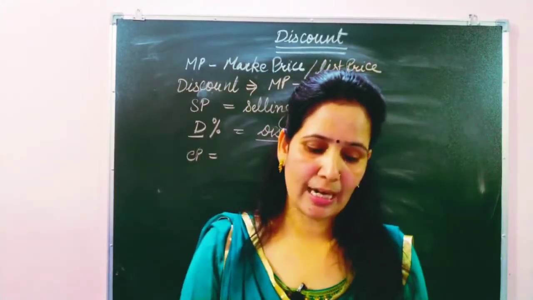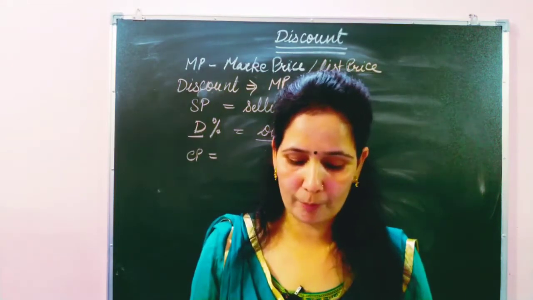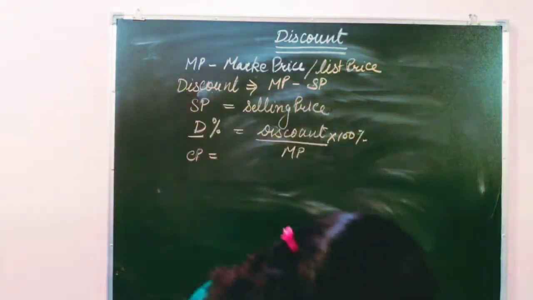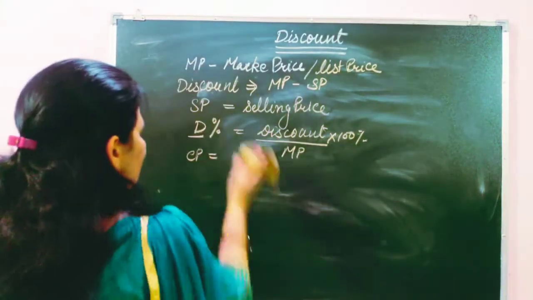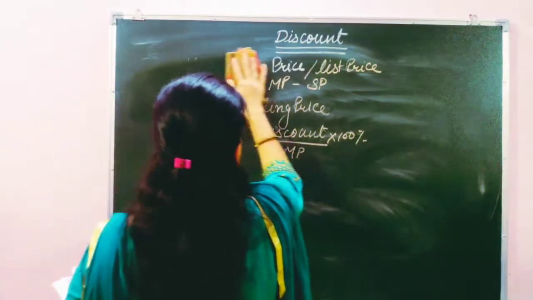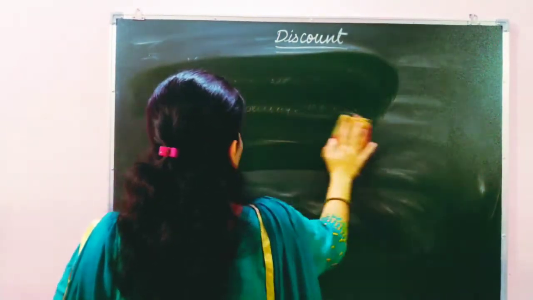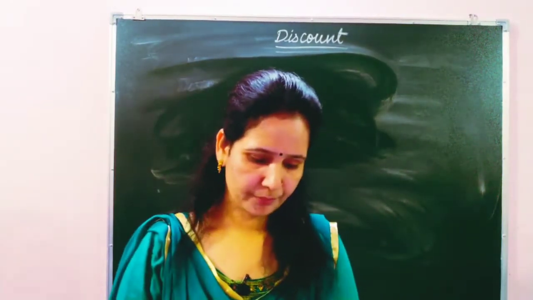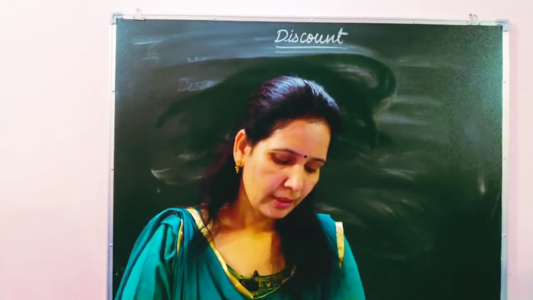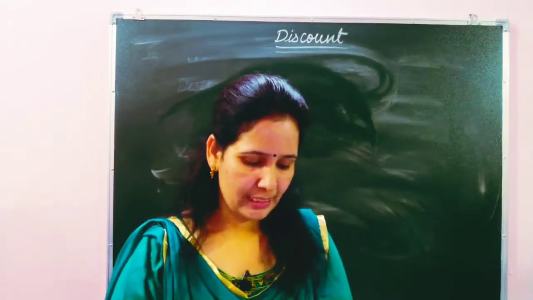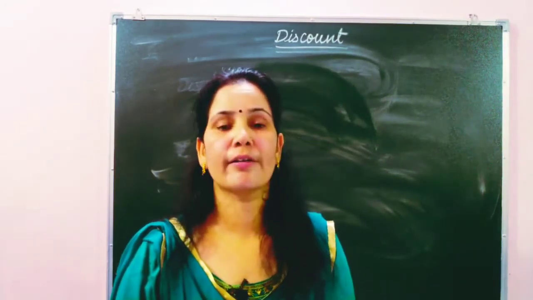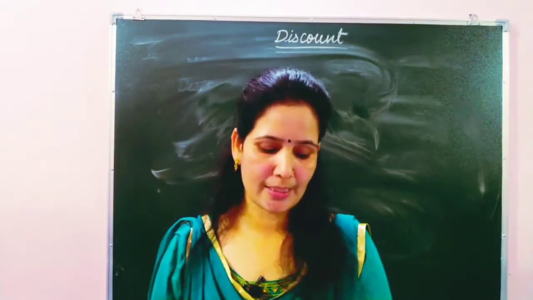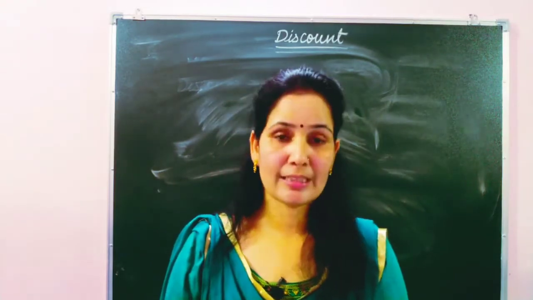Okay, so let's start this topic, and I'm going to explain this topic with the help of some questions. Let's take the questions from our exercise only. So we will start our exercise 9.3. The first question: the marked price of a shirt is rupees 580. If the shopkeeper allows a discount of 20%, find the discount and the selling price.